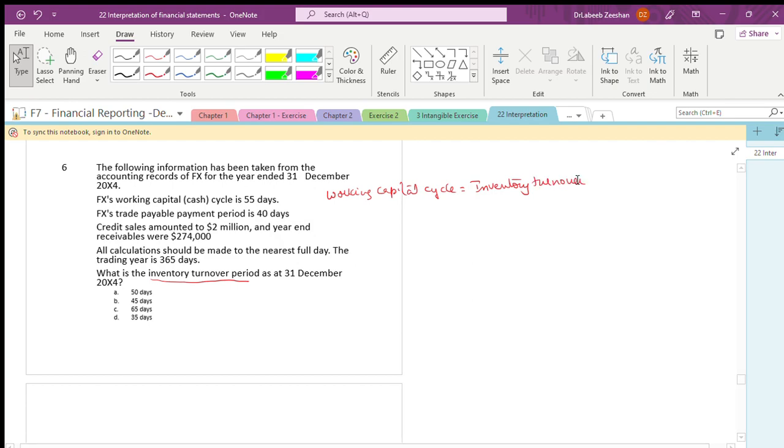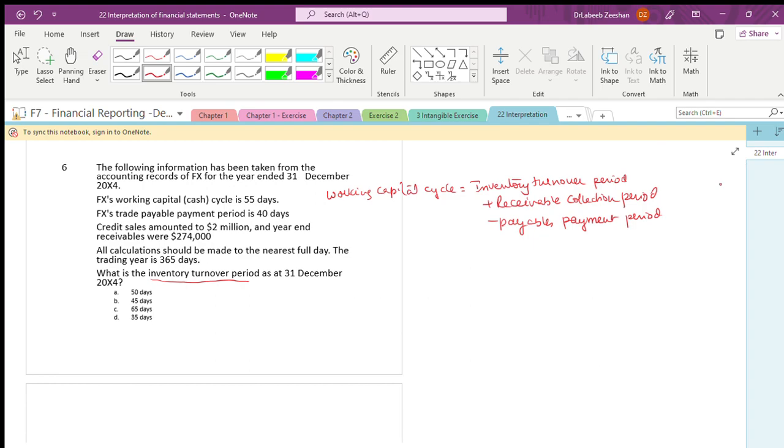Inventory turnover period plus receivables collection period minus payables payment period. Minus payables payment period. Fine, we have the working capital cycle.